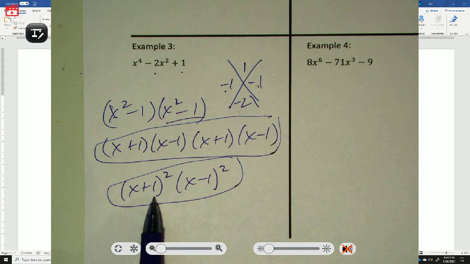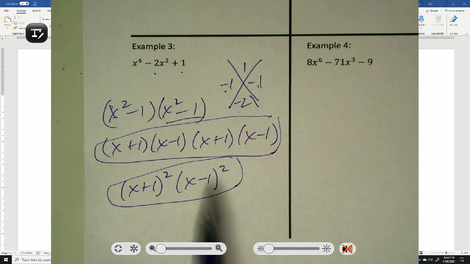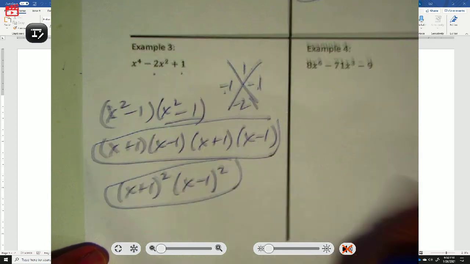Remember our definition of multiplicity? This has a multiplicity of 2, and this has a multiplicity of 2. We're going to talk about roots later. Roots about next week.